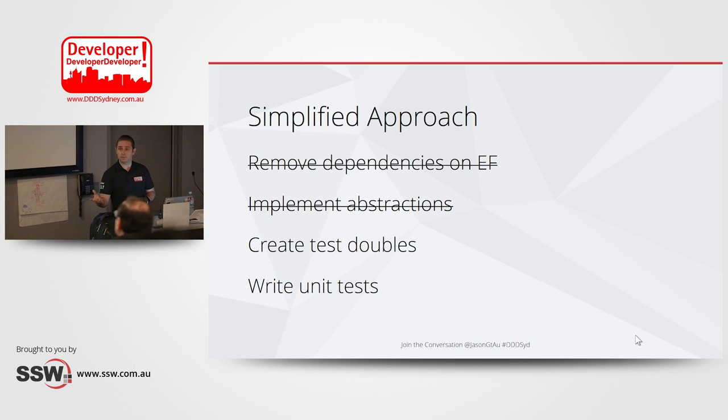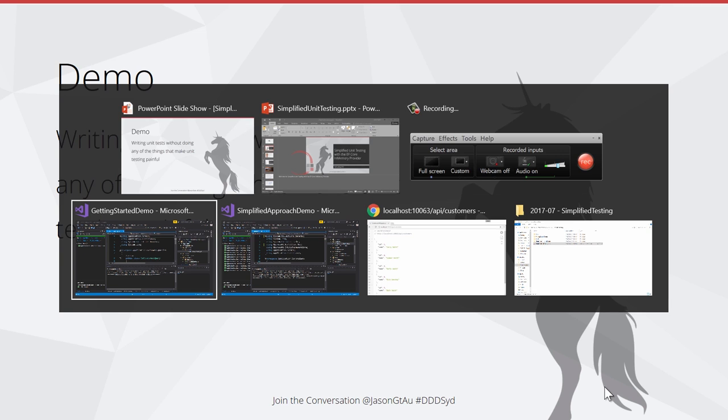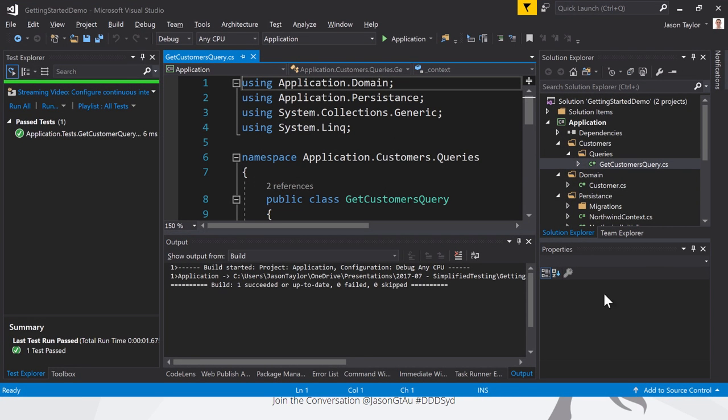So there might be other services that we might create test doubles for, but it's certainly not going to be with our Entity Framework Core. So that only leaves us one thing to do, and that's writing unit tests. So let's take a look at how that's possible now. I have two demos that I would like to show you today. And the first one is just a getting started.